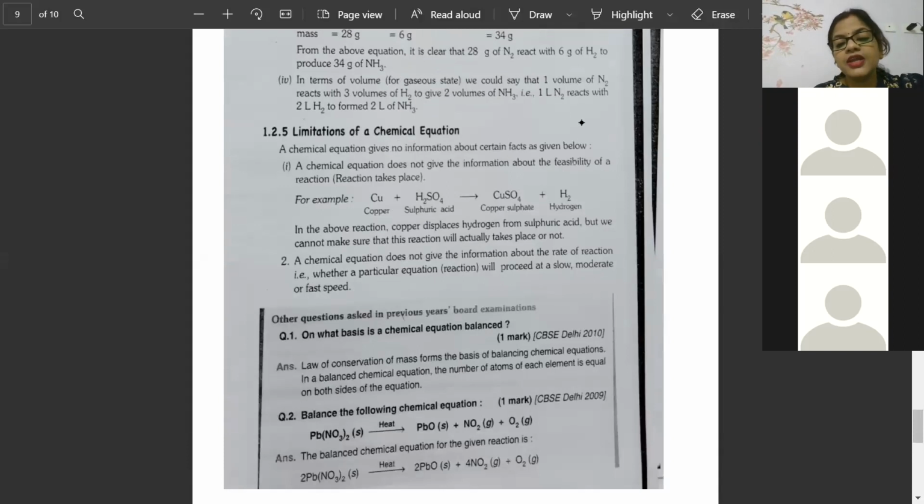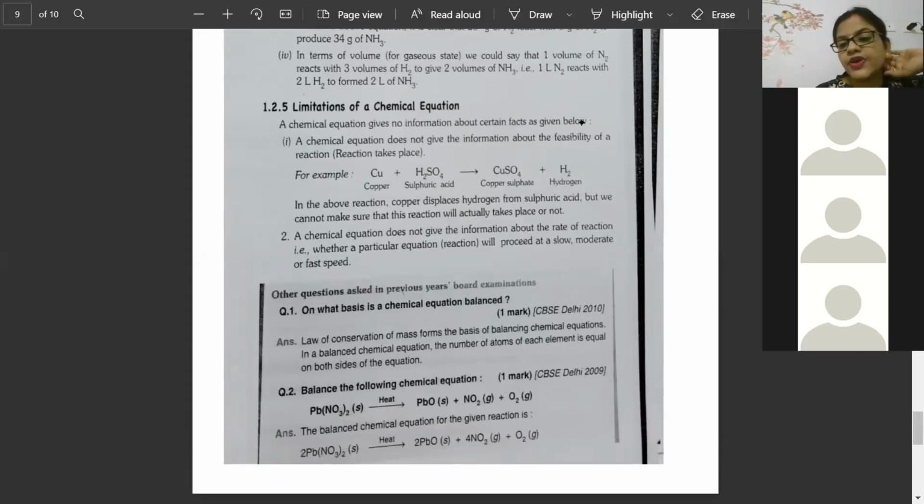Limitations. What are the limitations of a chemical equation? This is very important to know. Exactly, a chemical equation does not give information about the feasibility of the reaction. What does feasibility mean? Feasibility here means the rate of reaction, how the reaction is proceeding, and what conditions are needed precisely. Like I told you, silver will react with oxygen in presence of air.